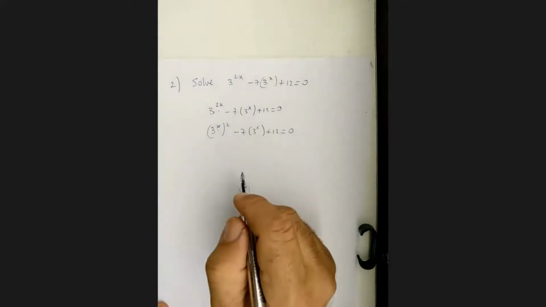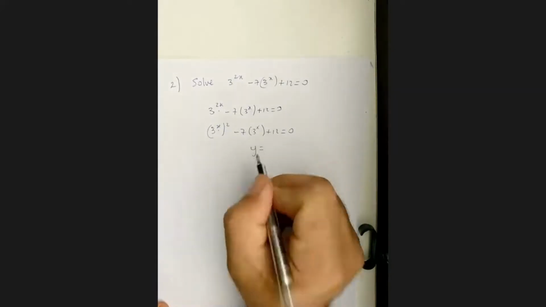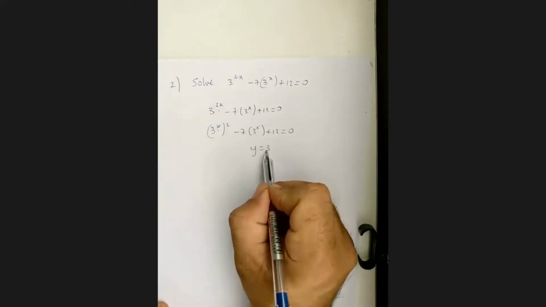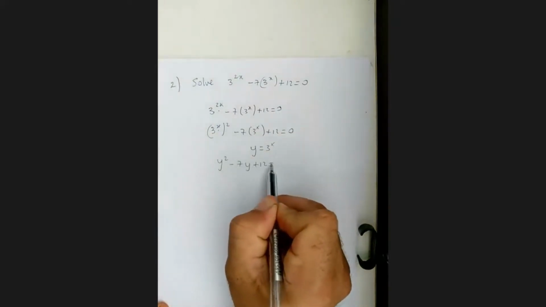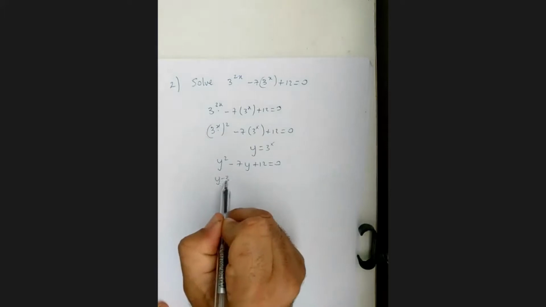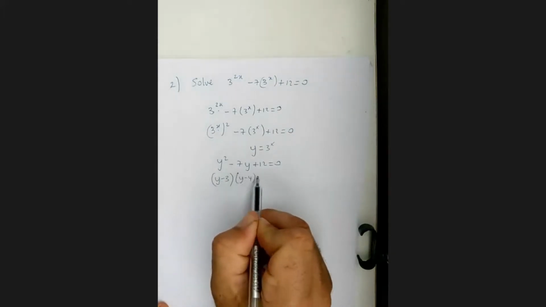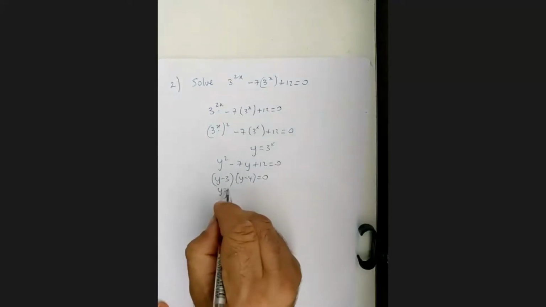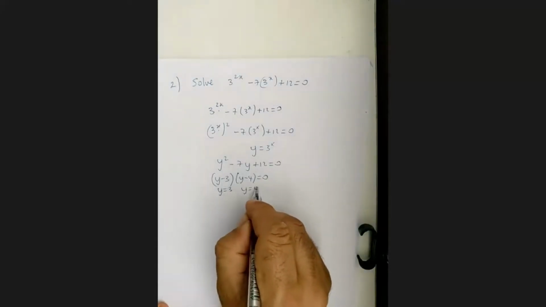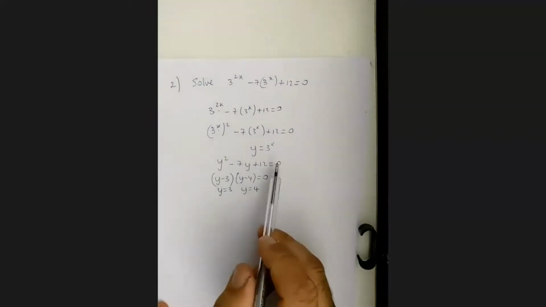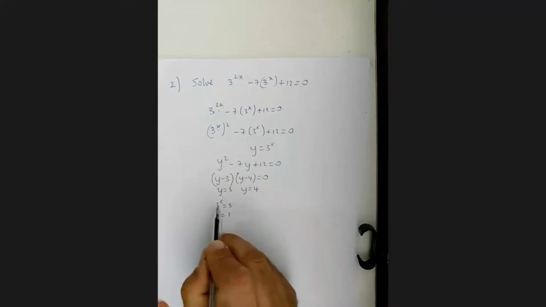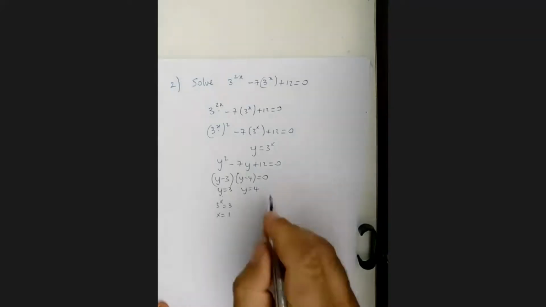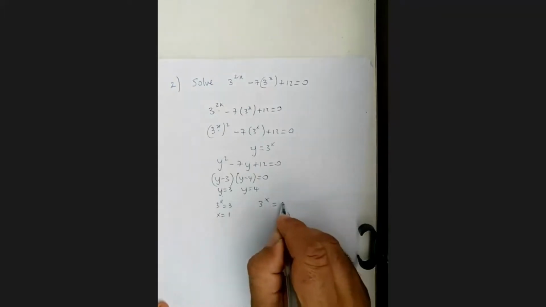Now I am going to use substitution here. y is equal to 3 to the power of x. So y squared minus 7y plus 12 is equal to 0. y minus 3 times y minus 4 is equal to 0. y is equal to 3, y is equal to 4. So I am going to substitute y with 3 to the power of x is equal to 3. Here x is very simple, 3 to the power of 3. And here we have 3 to the power of x is equal to 4.